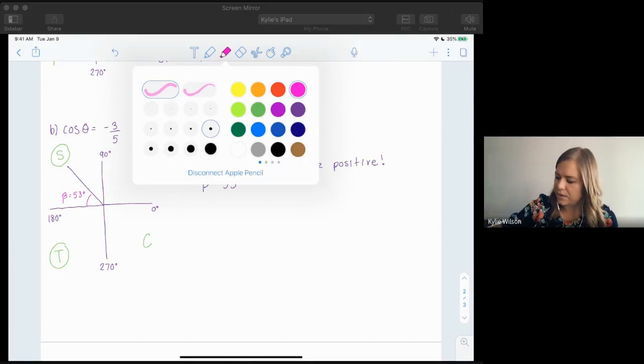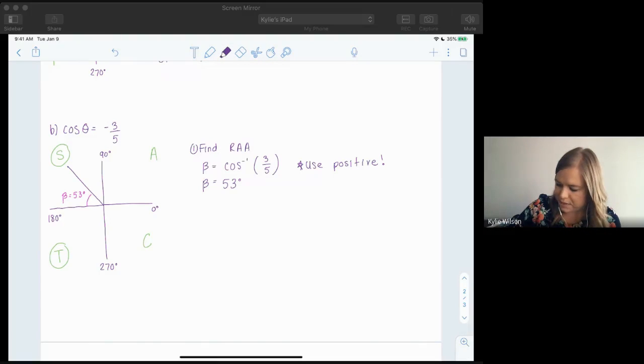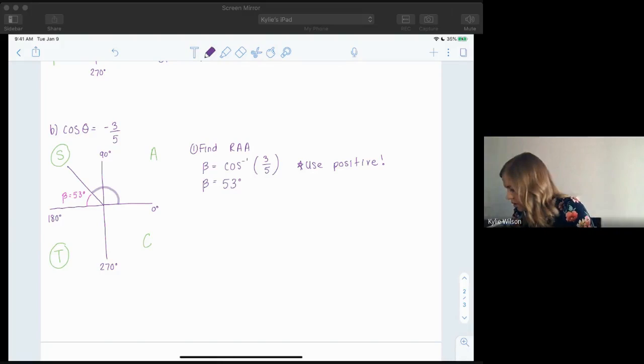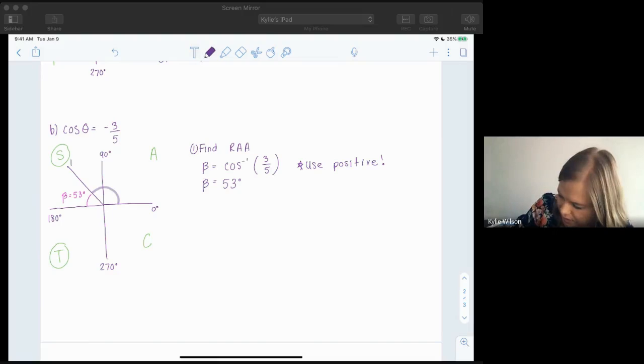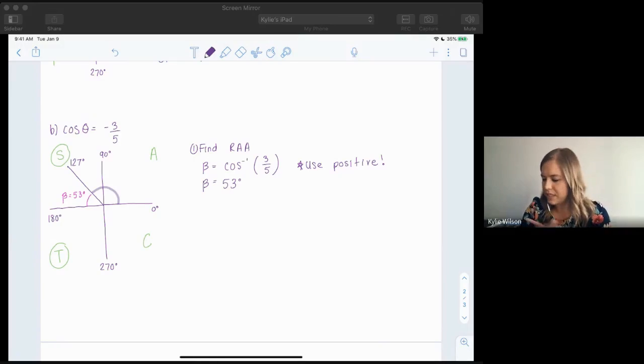So now let's find the value of this angle. My angle starts at 0, goes all the way over to here, and then there's 53 left to get to 180. So I'm just going to do 180 minus 53, and I will get that this angle is 127 degrees. So that's our first one.